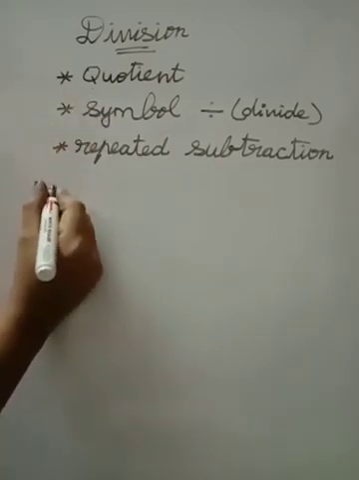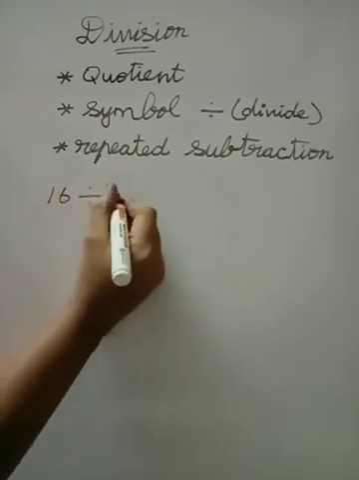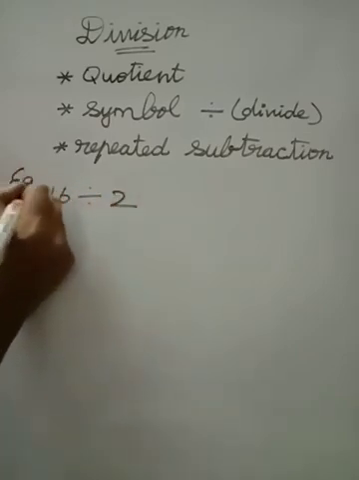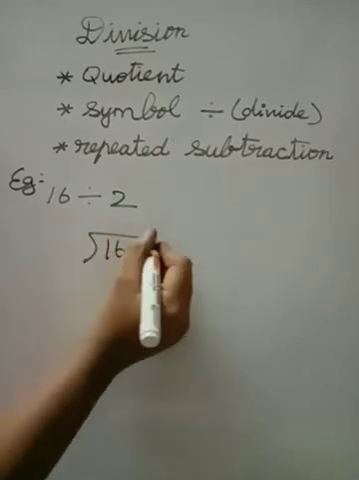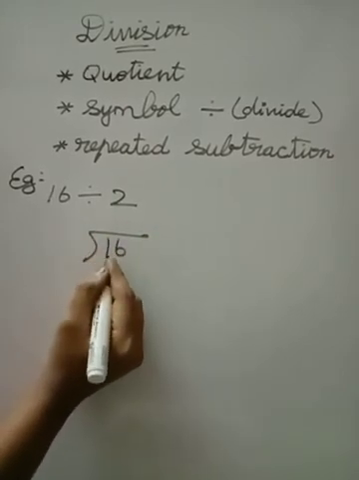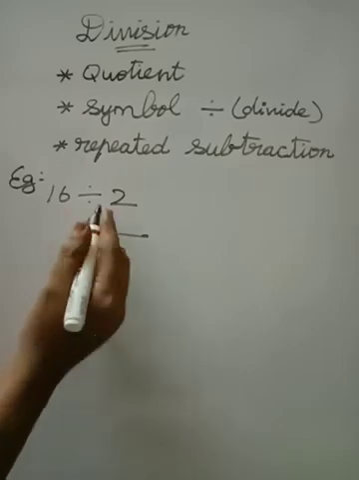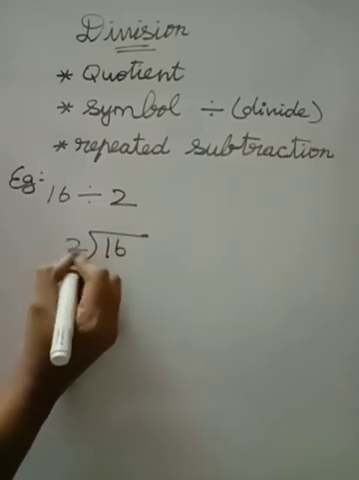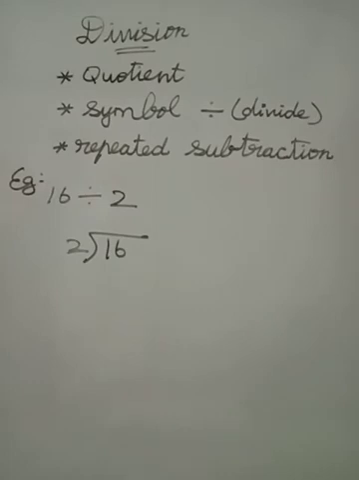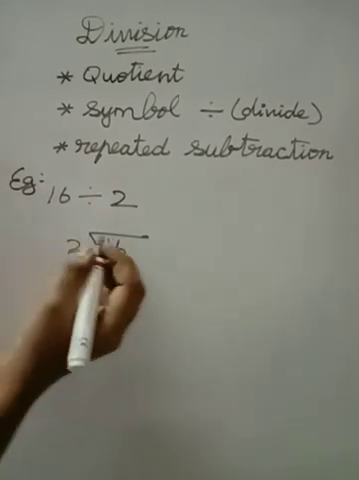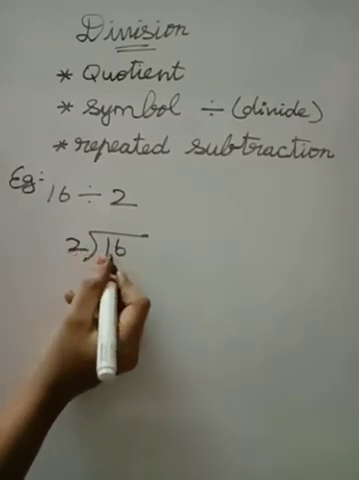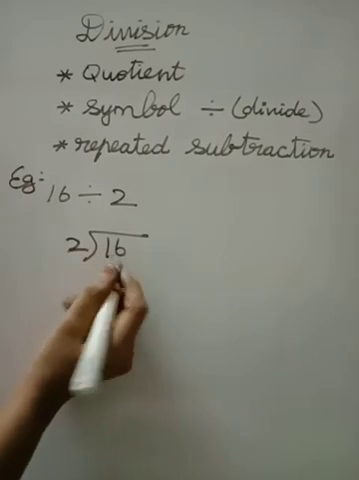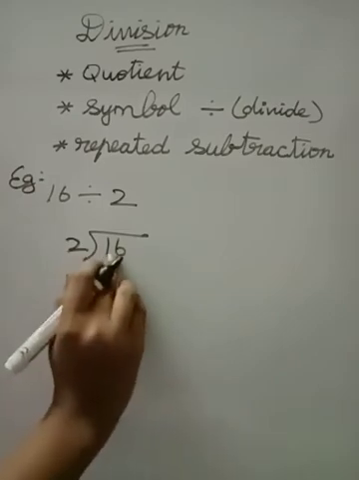See here, for example, 16 divided by 2. Okay, so here the symbol for division is this. Put a bracket and a line. The number going to be divided should be written inside and the table should be written outside. Now when you are saying 2 ones are 2, I told you the number you are taking should be bigger than the divisor. So when you are taking 1, 1 is the smaller number. So we have to take 16.